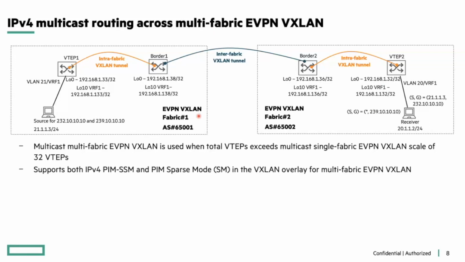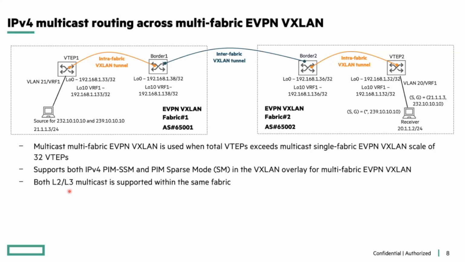This multi-fabric will support both PIM SSM, where you have your specific source, and normal PIM sparse mode, where there's no specific source to join. So this receiver is interested in both SSM and non-SSM traffic, and he can receive those multicast streams.